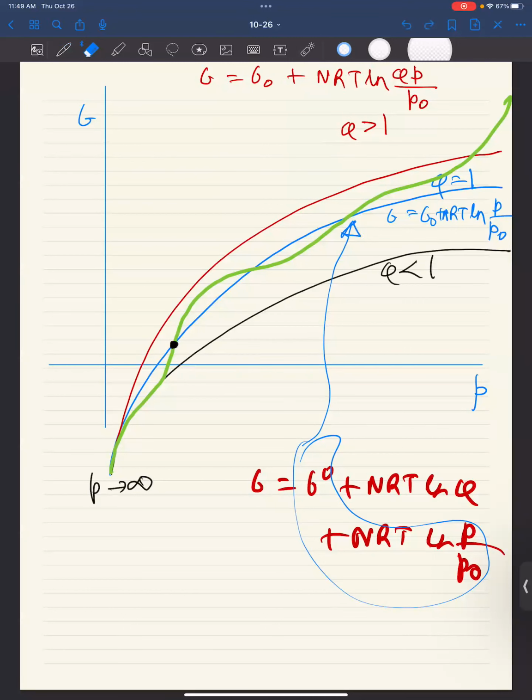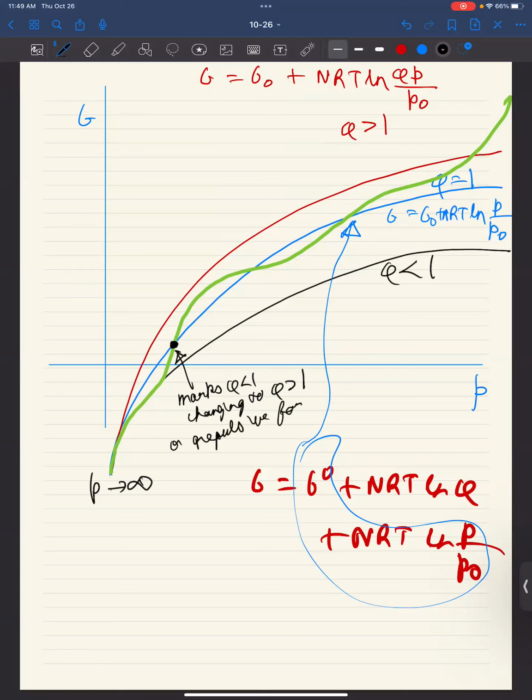So this marks phi less than one changing to phi more than one, or attractive forces changing to repulsive forces. I mean, in reality, both forces are present, right? Like you mentioned, there is always electrostatic, there is always core. It's a question of what is dominating what, right?